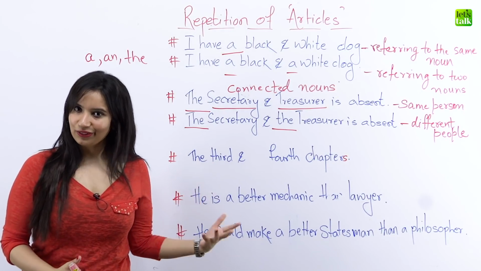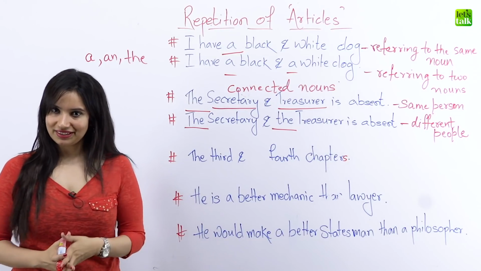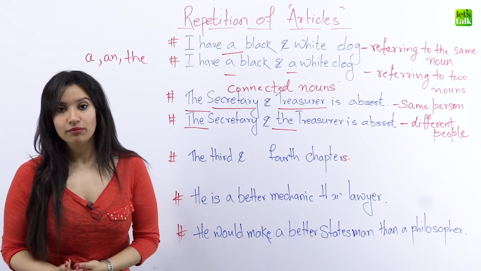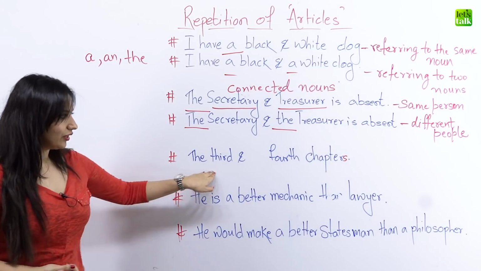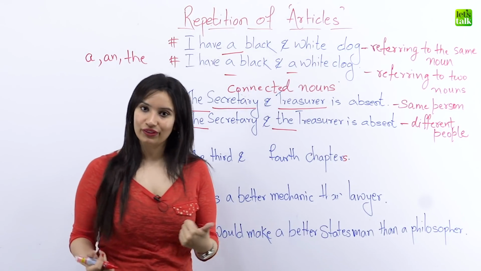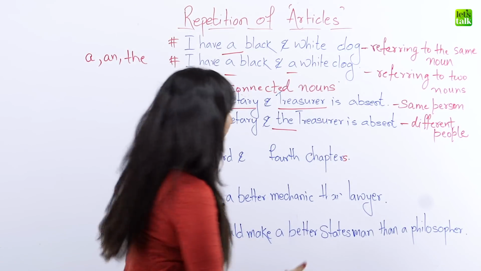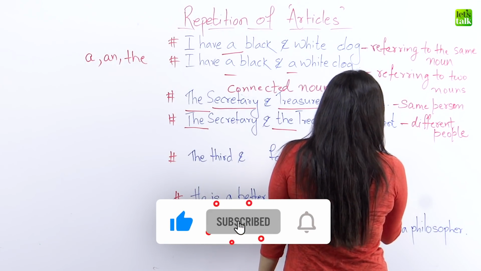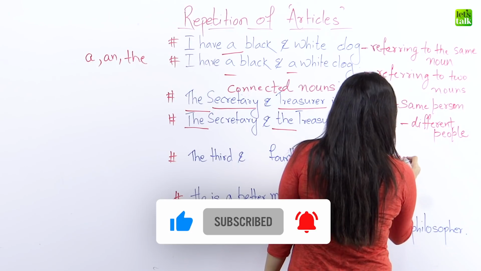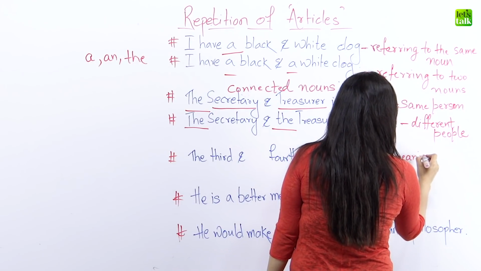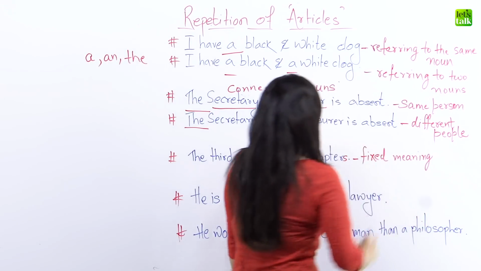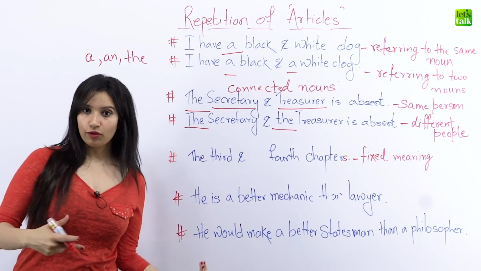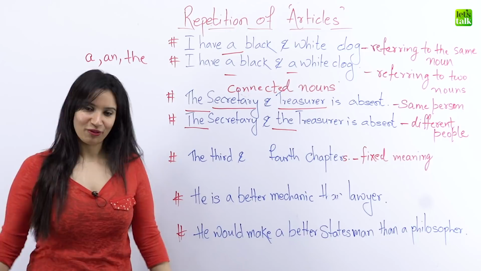Do they still change meaning, both the sentences, with removing this "the"? No, it still has the same meaning. That's because third and fourth are fixed numbers and they don't change meaning with the repetition of articles. So whether you say the third and the fourth chapter or you say the third and fourth chapter, it still means the same, all right?